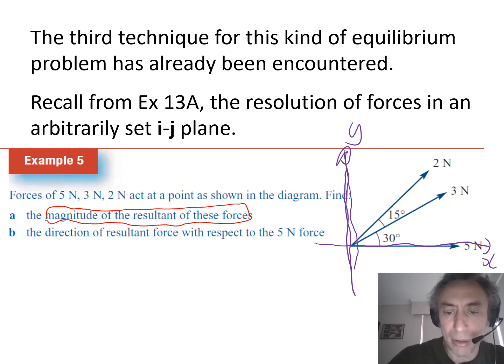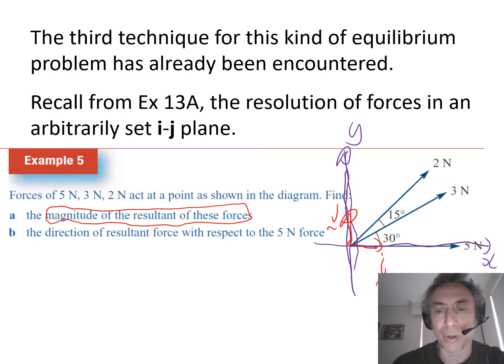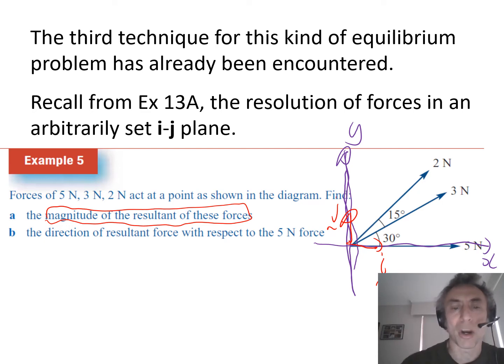And as we know, positive i, positive j, and we can just describe the sum of all those vectors in terms of i's and j's. To take the magnitude, it's simply the square of the two components summed and square rooted, and the direction of the resultant force with respect to the x-axis we can talk about using inverse tan of j over i. That's what we were doing back in 13A.